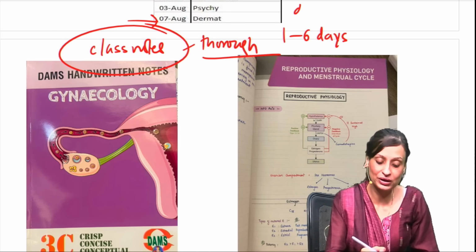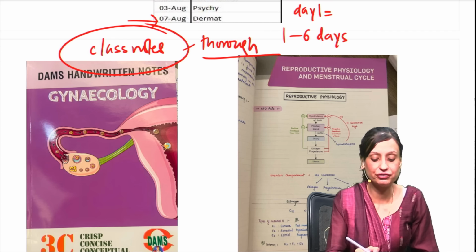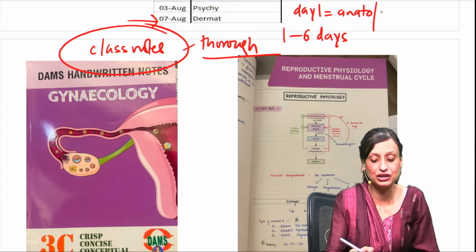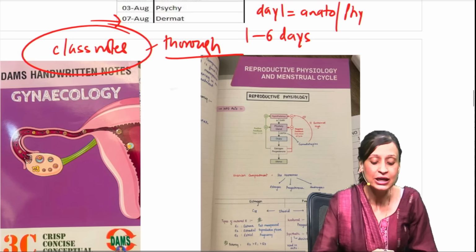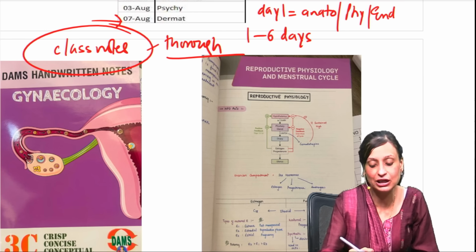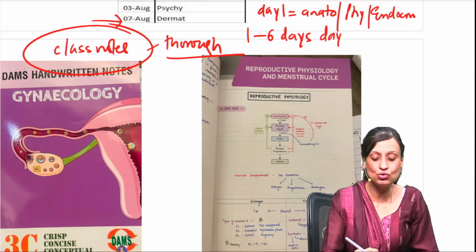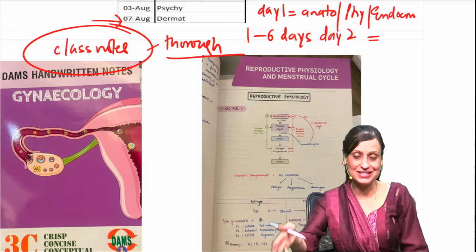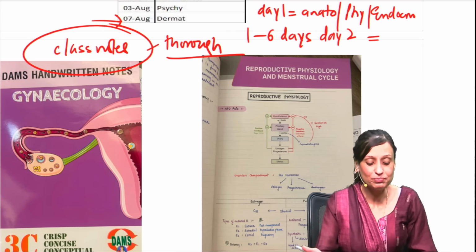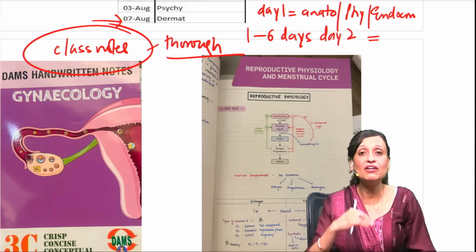For example, you can say on day 1, I'm going to finish the relevant anatomy, the relevant physiology, and also the relevant endocrinology, right? Similarly, on day 2, I'm going to finish this subtopic of gynecology. So please remember, we have given you a weekly target.